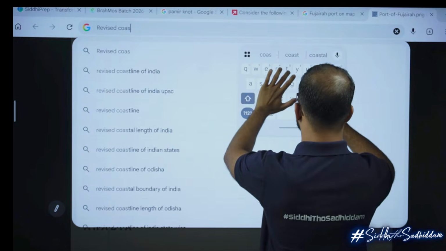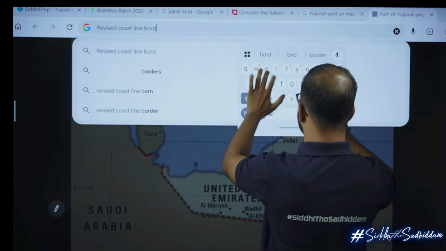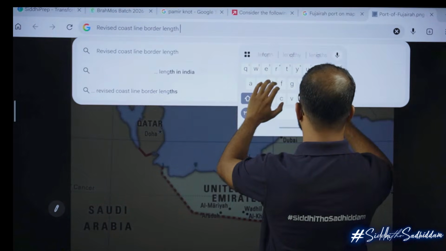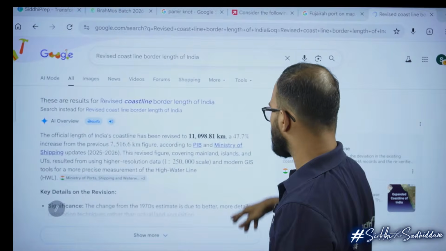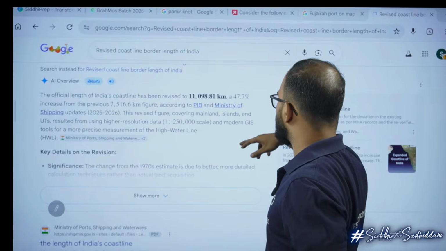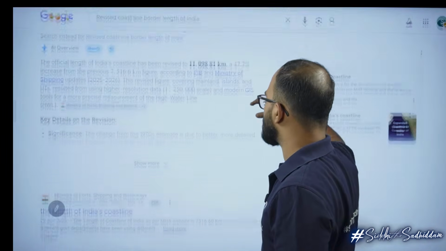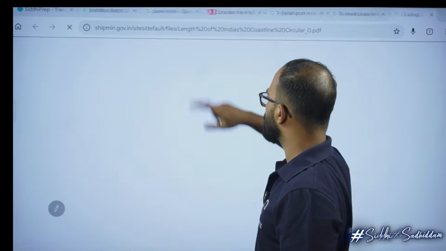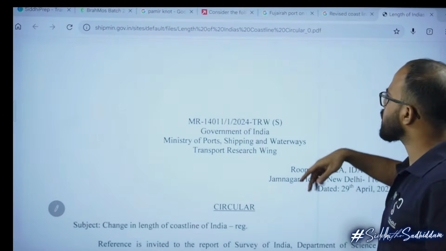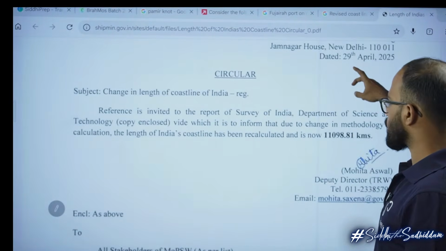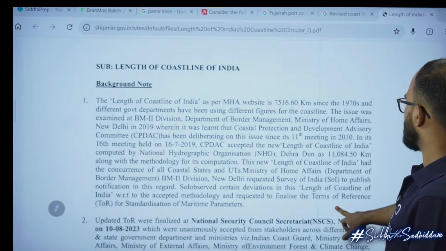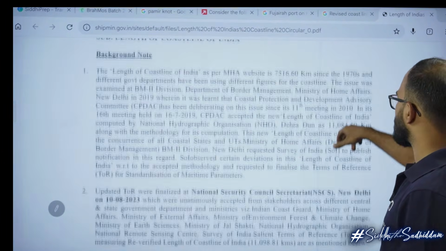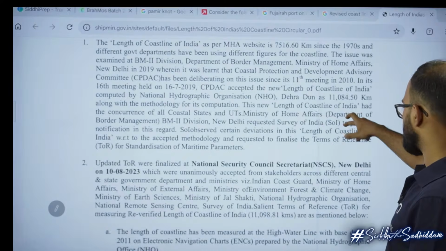Revised coastline border length of India. Let's see. Okay, they have revised it to 11,098 kilometers. Okay, 2025-2026 shipping ministry has increased it. Let's see. Reference to this. Length of the coastline has been 7,516 kilometers.